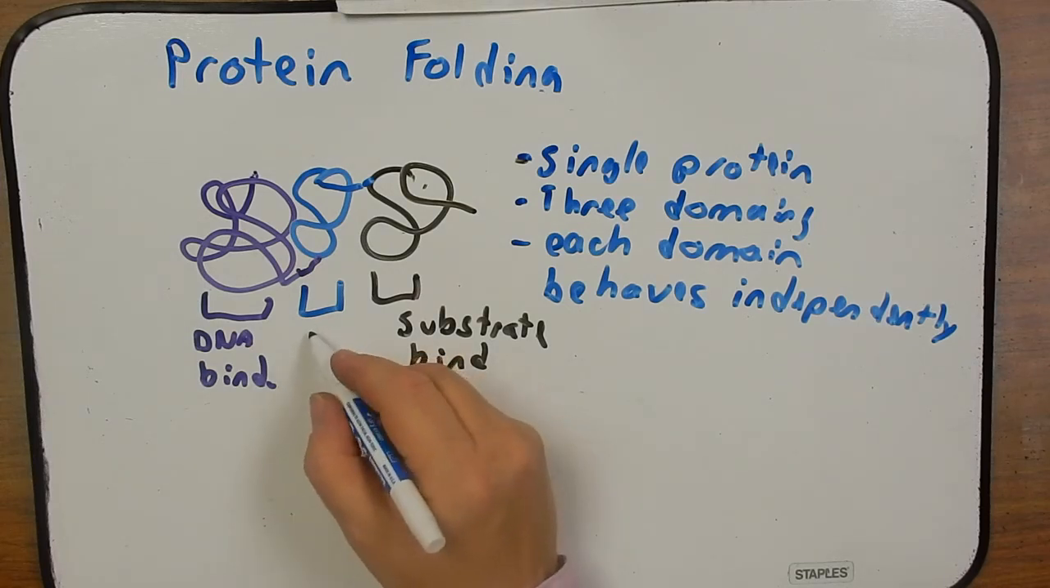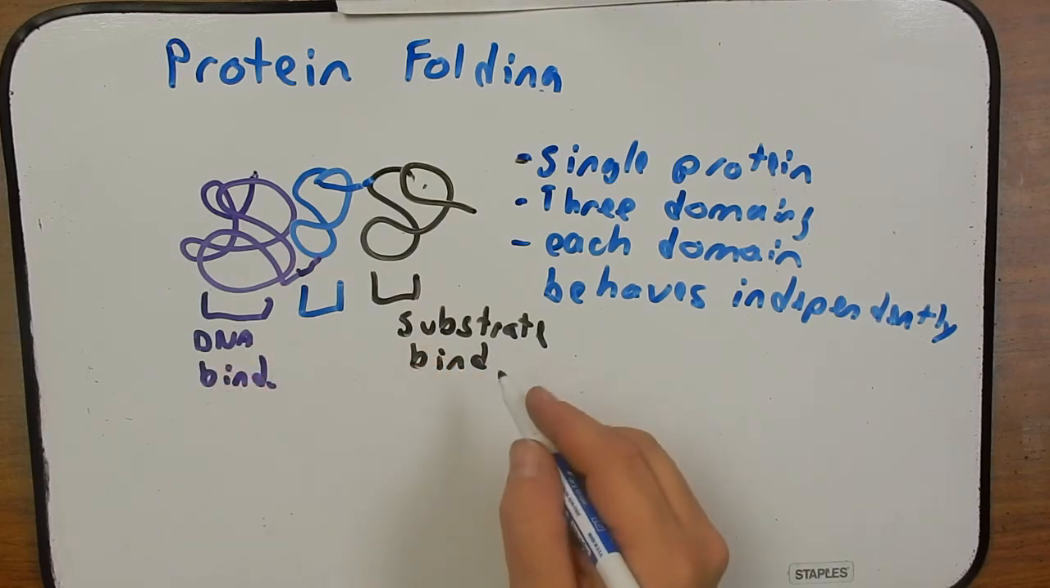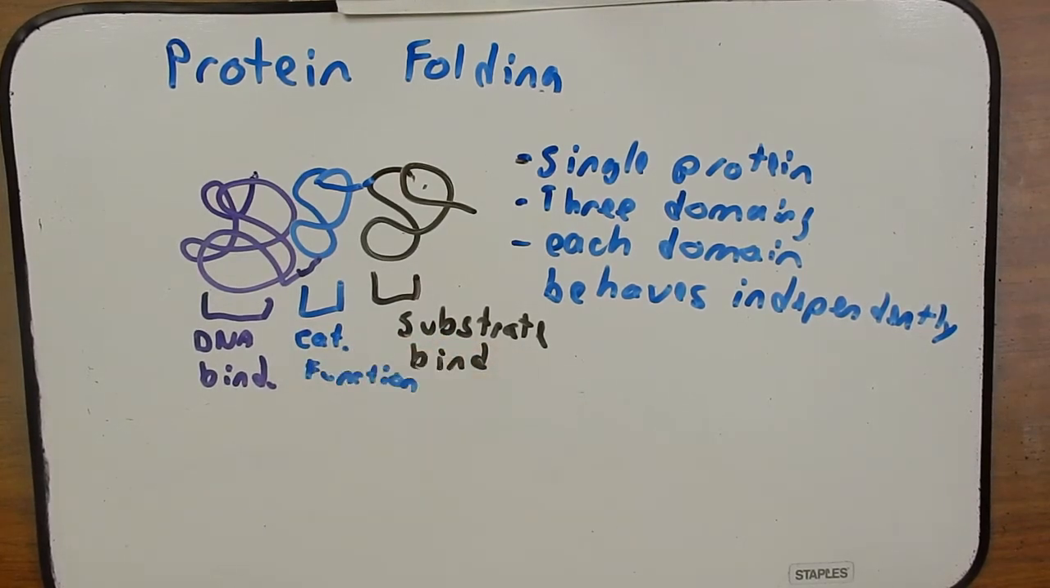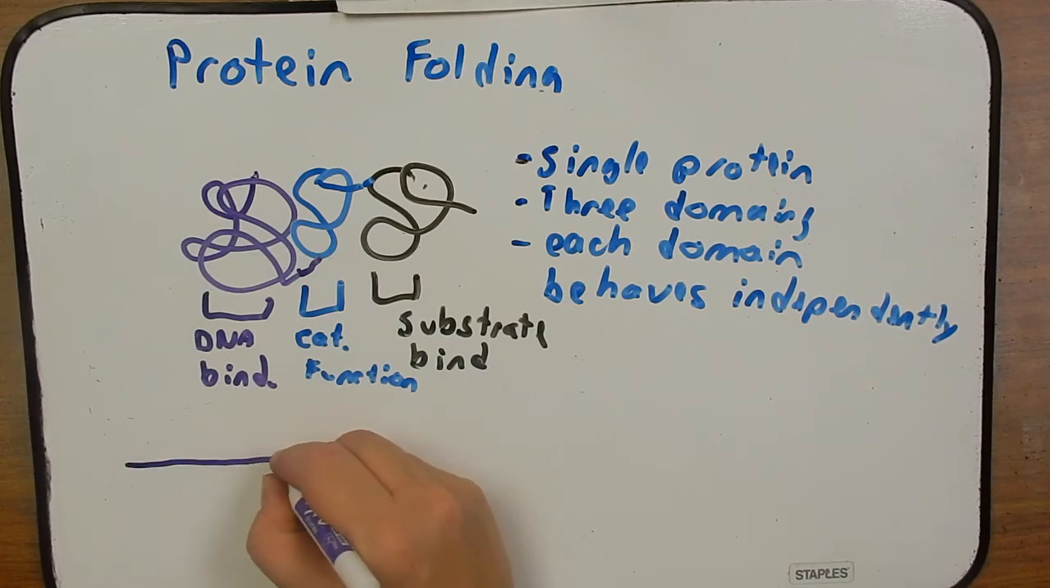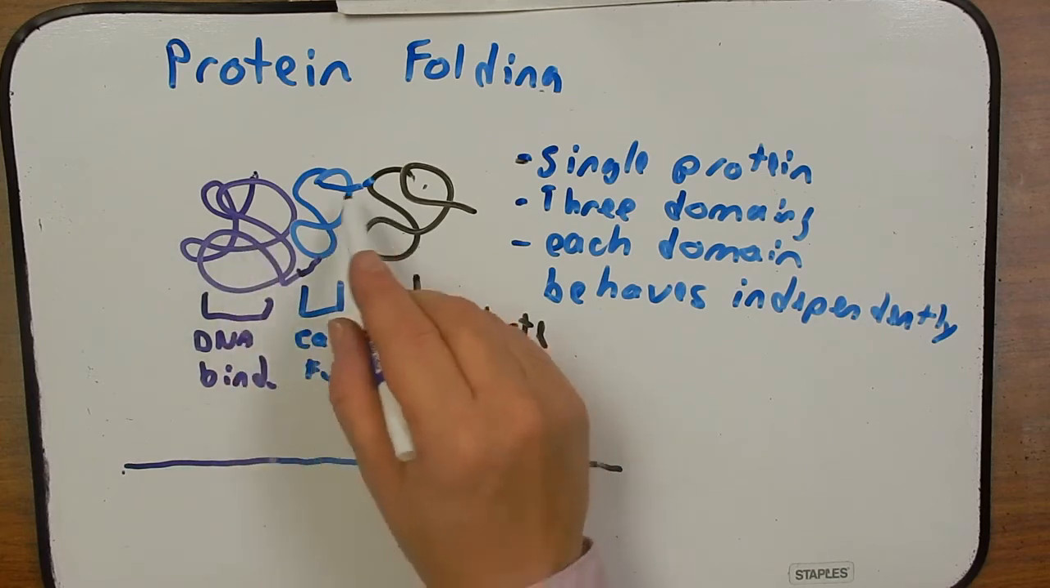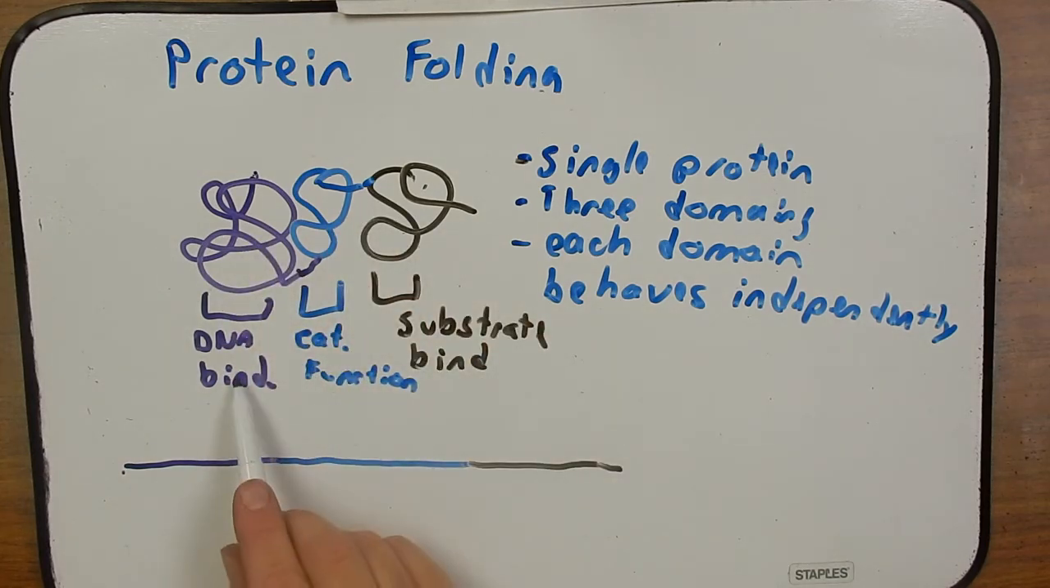And maybe this middle one here, once it's bound to the DNA or somewhere else in the cell, has a third catalytic function. I want to remind you that since this is a single protein, it's a single gene that codes for it. One gene with one start, one stop, makes one big protein. They each fold independently, as shown here. They each have independent functions, though they're related.